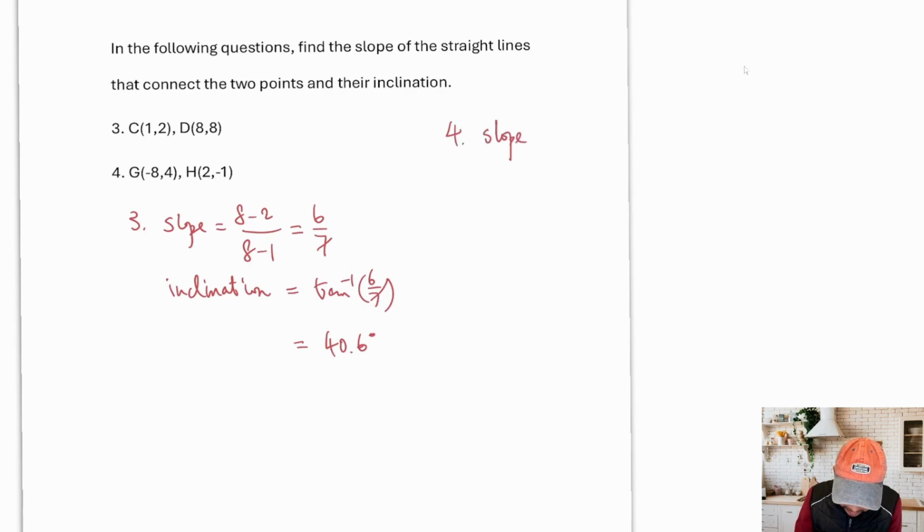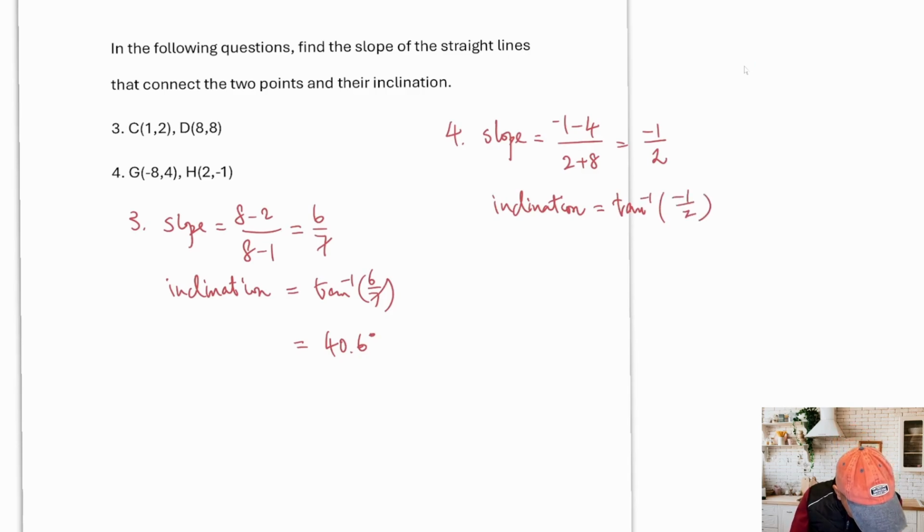Question 4, we do the same thing. Slope is equal to -1 minus 4 over 2 minus -8. That is 2 plus 8. So that's -1 over 2. The inclination is arctangent -1 over 2. According to the result of the calculator, that is -26.6 degrees.